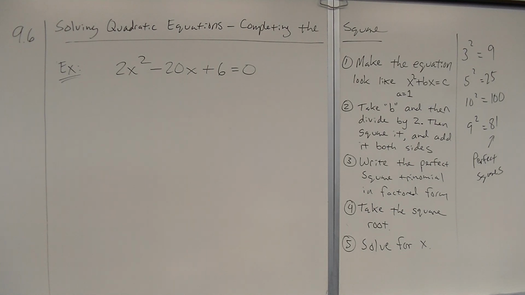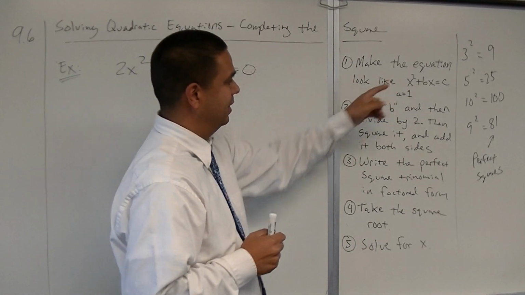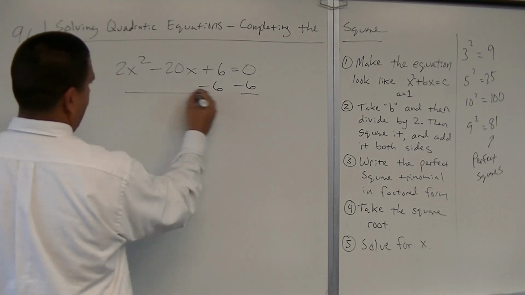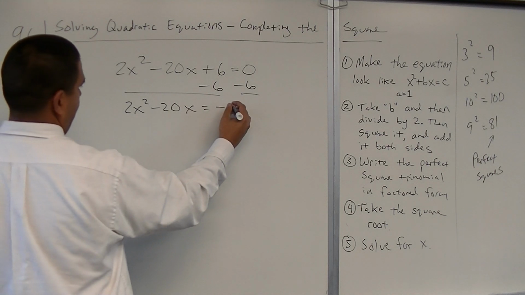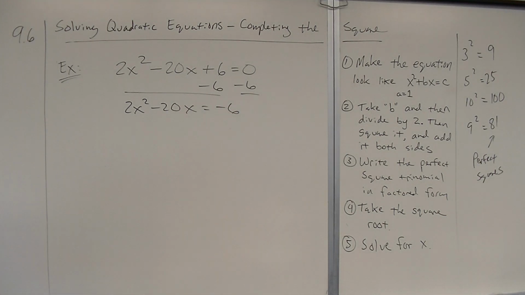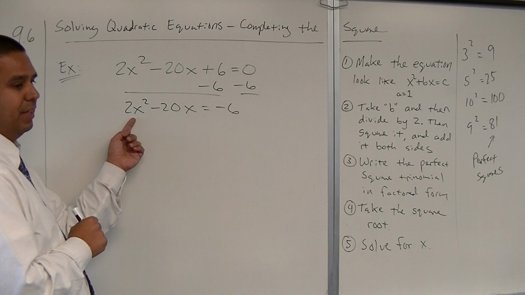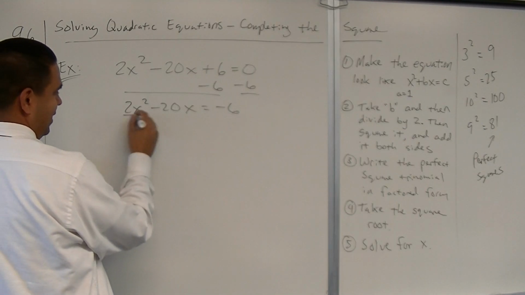First step, make the equation look like this. Subtract the 6. And what would be next? Divide by 2. We have to make A 1, right?